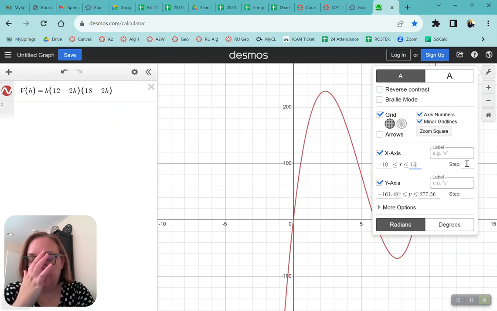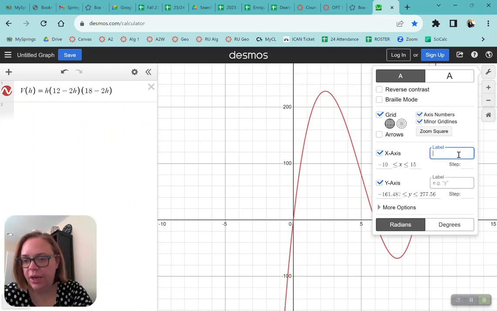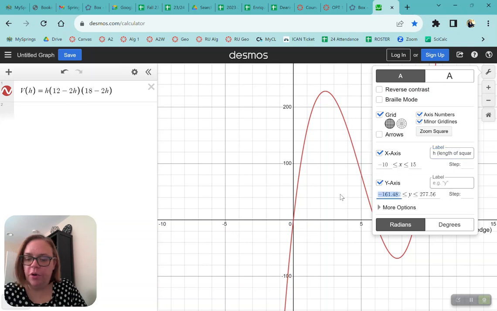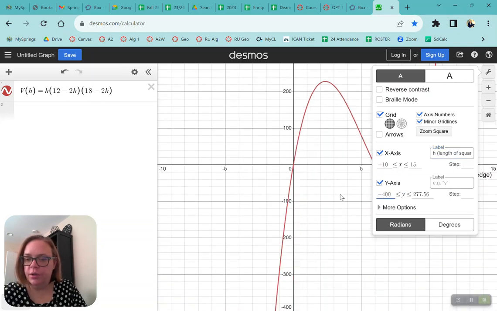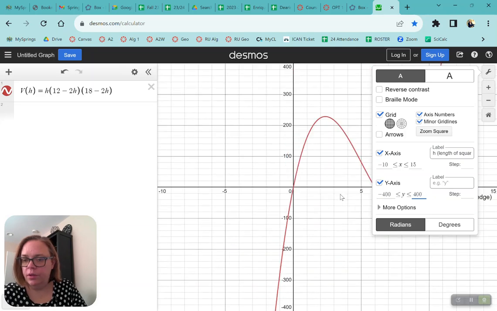Oh, it already looks so much better, right? We can even label this axis as h, or length of square edge. For the y-axis, we're going to go -400 to 400. And this is our volume, or V of h.